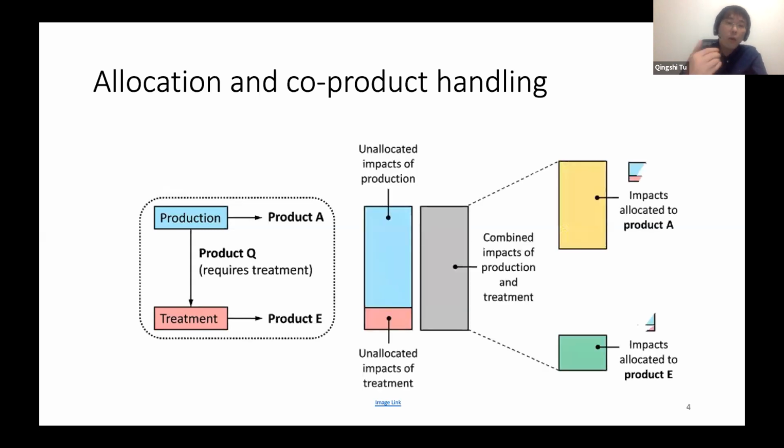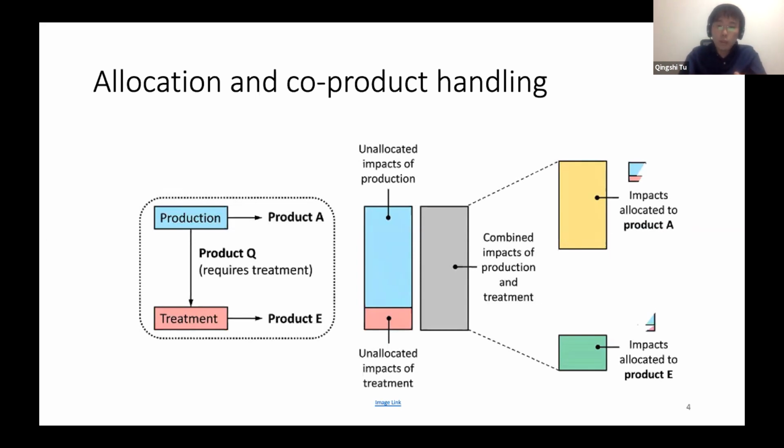And then how are we going to do allocation? Conceptually, you will have the impact from these 2 steps, and before you allocate, it's basically merged together. And then based on certain criteria, and you're going to see a lot of criteria, a lot of options in the next slide, you can allocate the impact to your main product, in this case product A, and your co-product, which is product B.